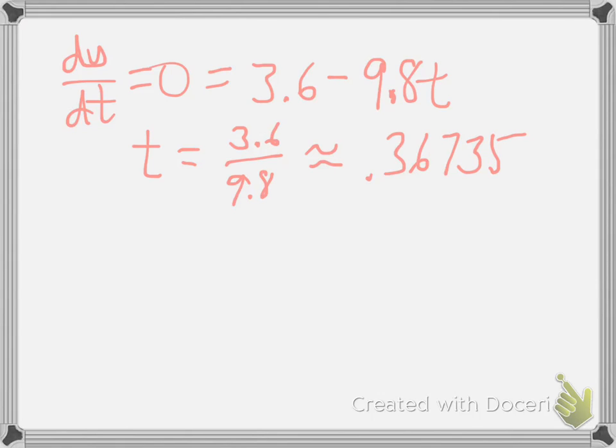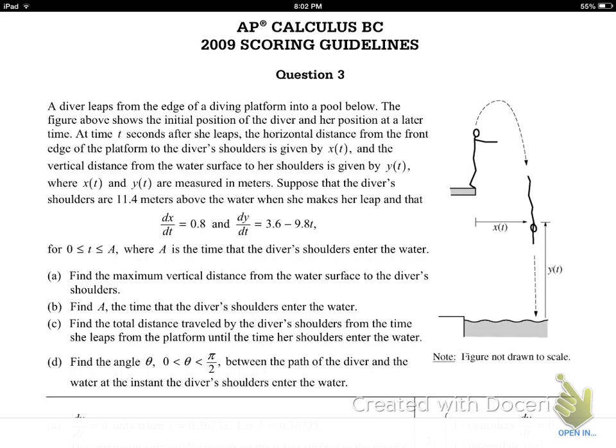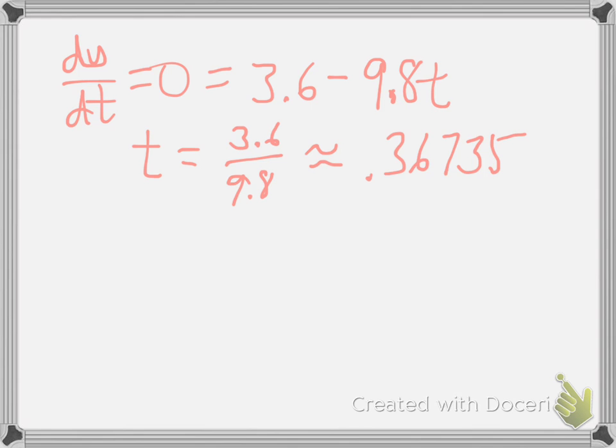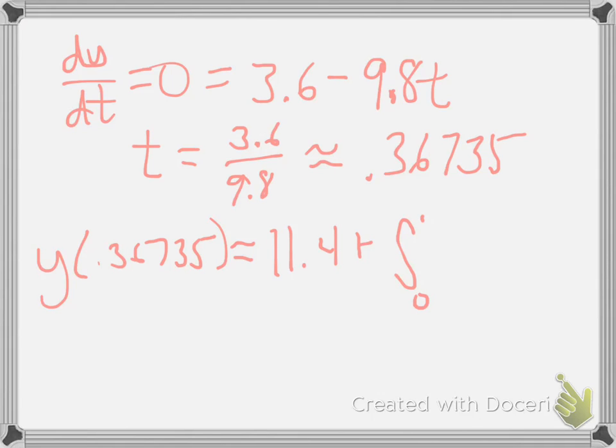We know that she starts a certain distance above the water already. Let's go back and see this for a moment. She starts 11.4 meters above the water. So her y value at this time, 0.36735 approximately, is going to be that 11.4 plus the integral from 0 to 0.36735 of dy/dt.